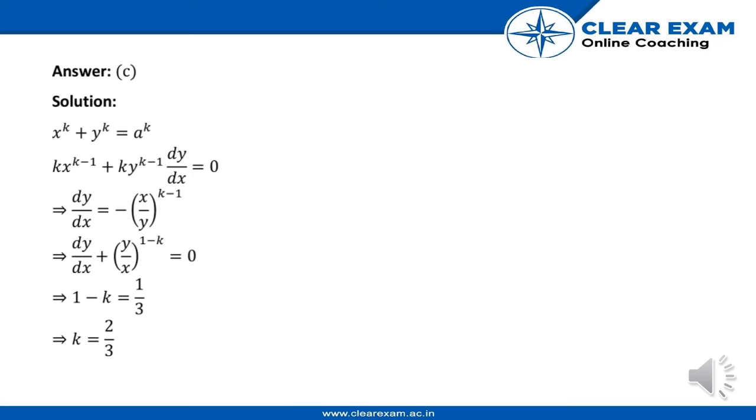Now its solution. This is the equation. If we differentiate it with respect to x, we will get k x to the power k minus 1 plus k y to the power k minus 1 dy/dx equal to 0. From here we can get the value of dy/dx, which will be minus of (x/y) to the power k minus 1.